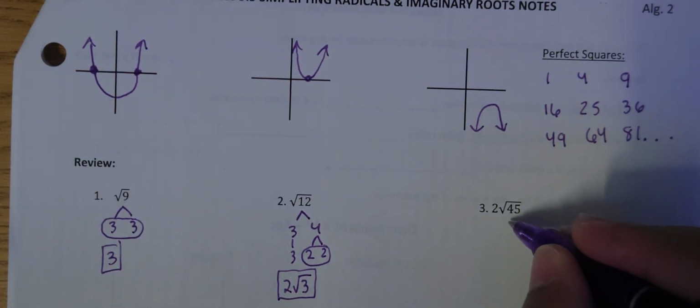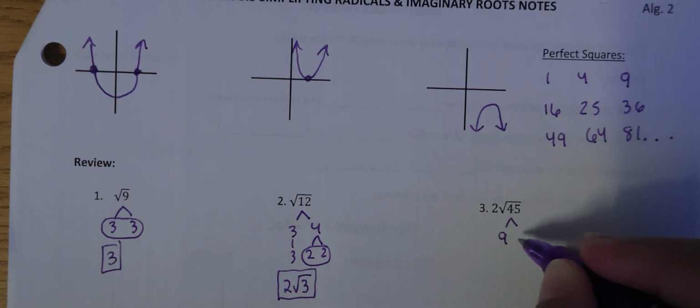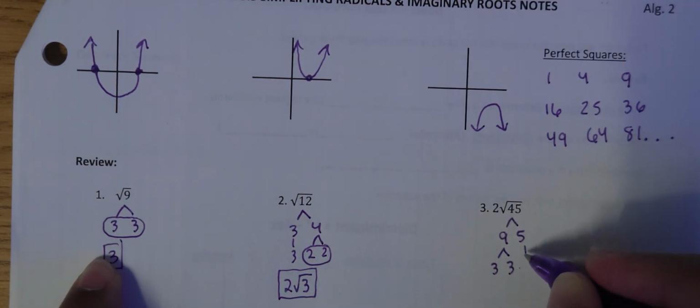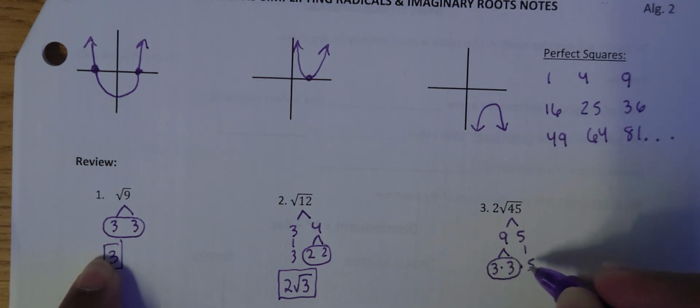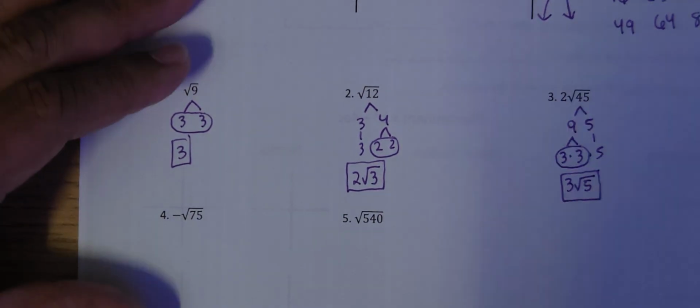Next example. For this one, multiples of 45, I'm going to say 9 and 5. But you could also do 3 times 15, and then 9 is not prime because 9 is 3 times 3, which is what we did here. And then we have that 5 left. Since we have two 3s, we can take a 3 out. So this simplifies as 3 square root of 5, because we only have one 5. You've got to have two to be able to take one out. All right, then the next example.